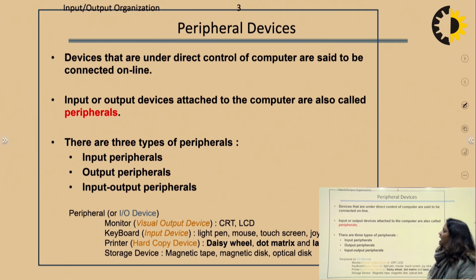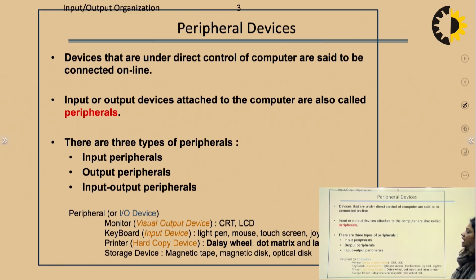Now, what is a peripheral device? Devices that are under the direct control of a computer and are connected online are known as peripheral devices. In short, the input-output devices are technically named peripheral devices.